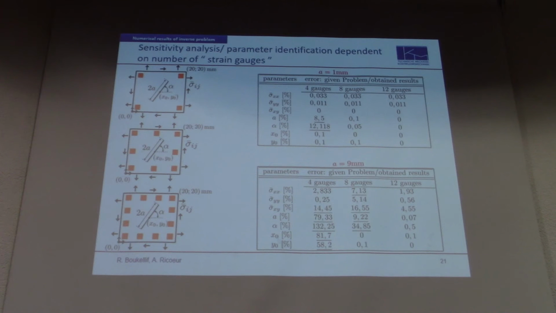So I come now to the sensitivity analysis of parameter identification dependent on the number of strain gauges. We have here three cases. In the first case, we have used 4 strain gauges. In the second case, we have used 8 strain gauges. And finally, we have used 12 strain gauges. So this table shows the error between the given problem and identified results for 4 strain gauges, 8 strain gauges, and 12 strain gauges. And we can see if we have small cracks, 4 strain gauges are sufficient to determine the boundary loads and the crack parameters. If the crack is long, we need then 12 strain gauges.